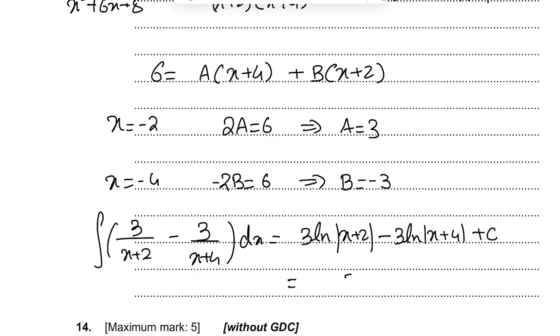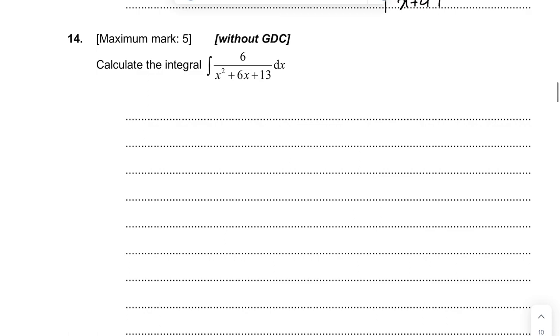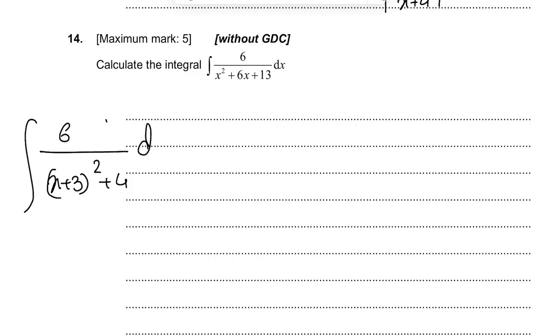So what does that become? 3 ln of (x plus 2) upon (x plus 4) plus C. This is going to be the answer. Question number 14. So it is 6 upon (x plus 3) whole square plus 4. We can't factorize it, so therefore 6 upon (x plus 3) whole square plus 4.